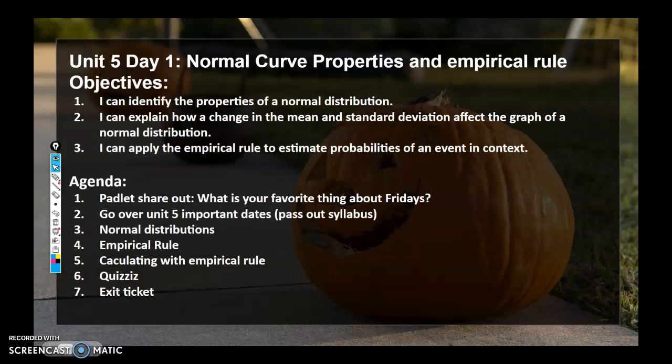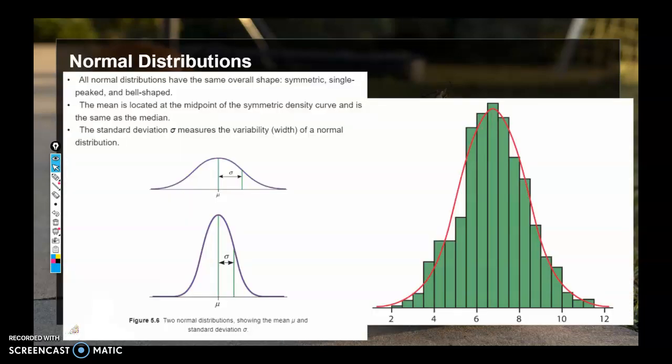Hey guys, welcome to Unit 5, Day 1, Normal Curve Properties and Empirical Rule. Our objective today is that we can identify the properties of a normal distribution, we can explain how a change in the mean and standard deviation will affect the graph, and we can apply the empirical rule to estimate probabilities. So let's get started.